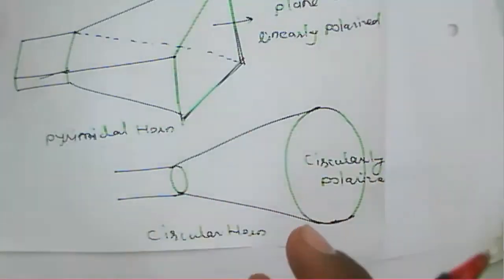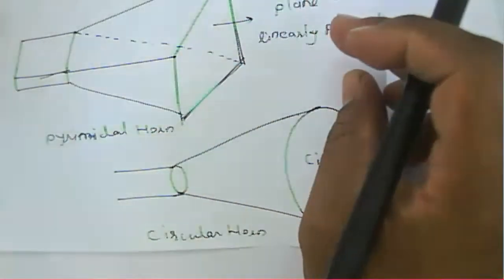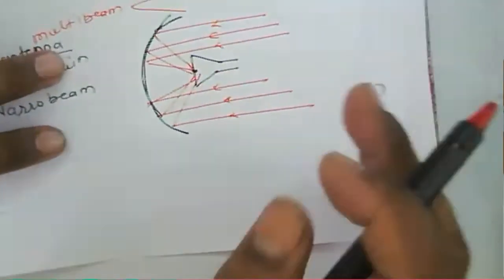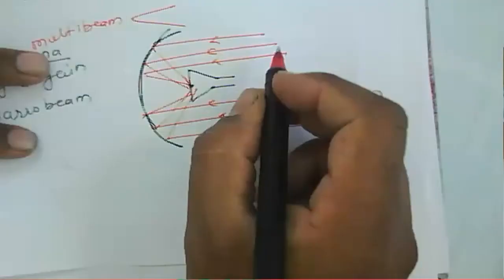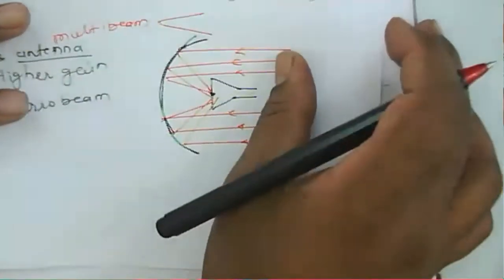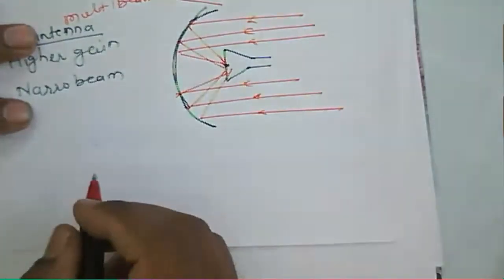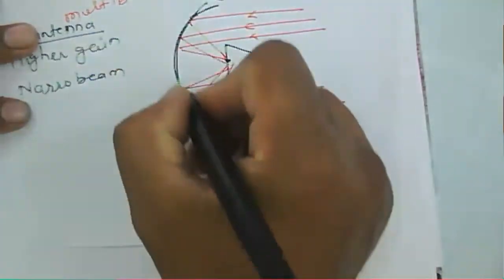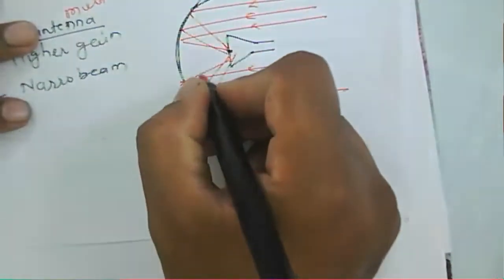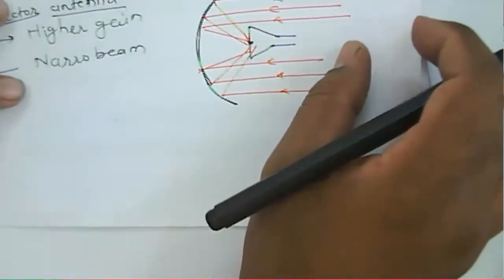But if we consider feeding here with a rectangular horn antenna, then we'll get an output that is nothing but a linearly polarized output. So depending upon the size of the horn, and depending upon the parabolic structure or the aperture of this particular parabolic antenna, your gain will be improved.